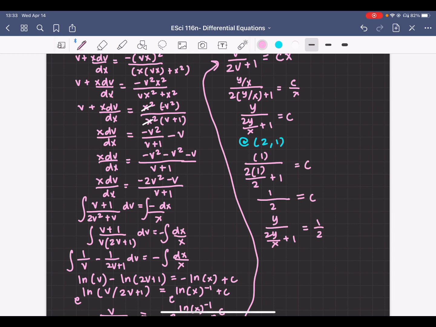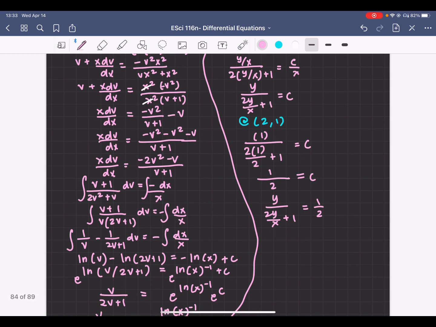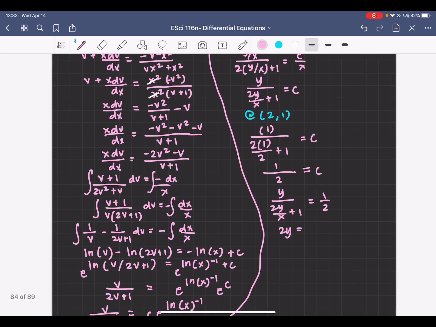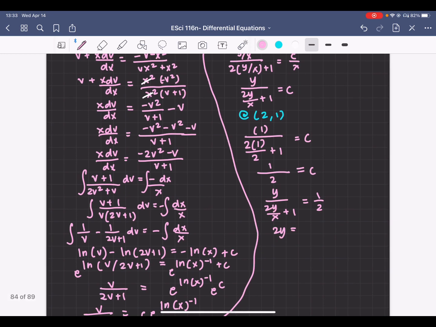So we can simplify this further. This is 2y is equal to 2y over x plus 1, or 2y minus 2y over x minus 1 is equal to 0. And that is our final answer.